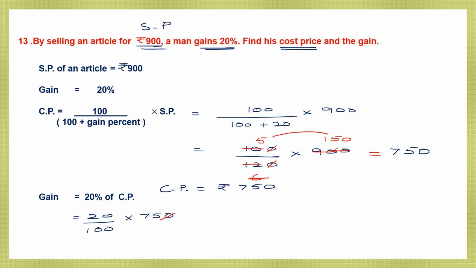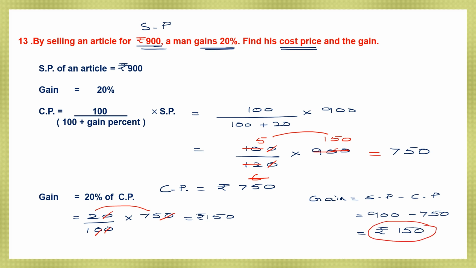So here let's cancel. I can also cancel this. Now I only have to multiply 75 into 2, which is 150. So the gain is 150 rupees. We can also find the gain by saying selling price minus the cost price, and that is 900 rupees minus 750 rupees, which is 150 rupees. So we can find out in one of these ways the gain.